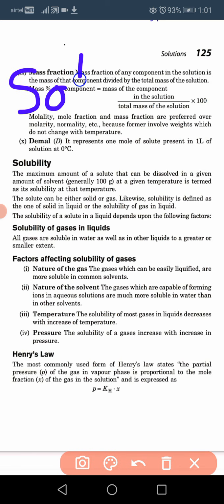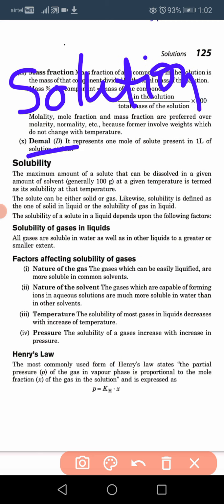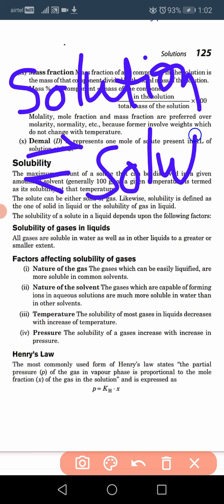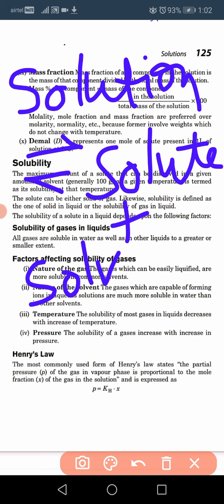A solution actually has two parts, that is solute plus solvent. If we take the example of sugar dissolved in water, then the solute will be sugar and the solvent will be water. So here we are studying solubility.